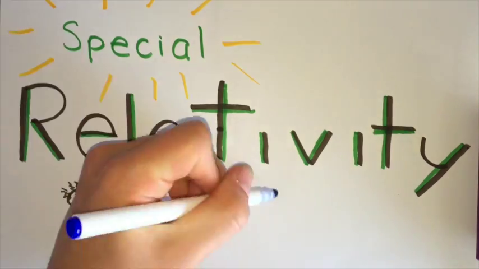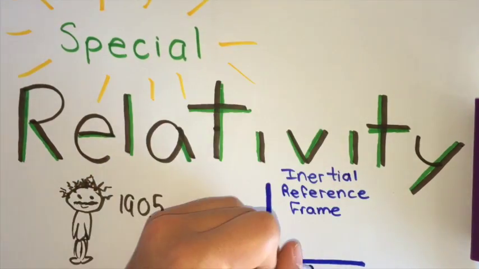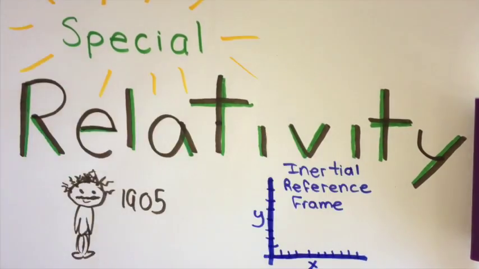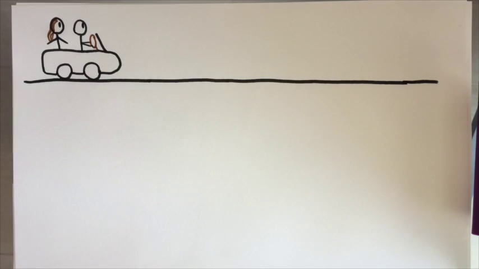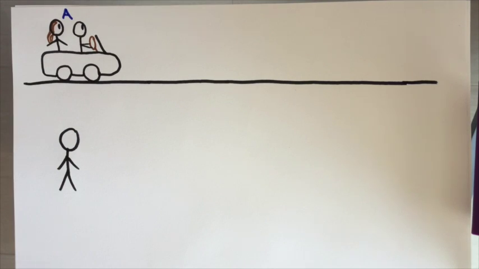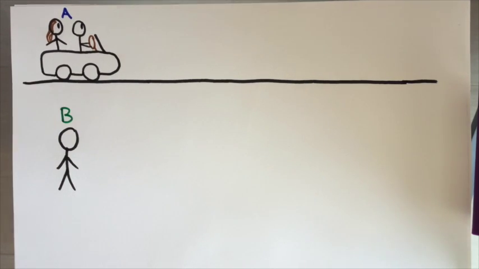and it changes everything we know about space, time, and even matter. His work is all about how different reference frames moving in constant velocity relate to each other. So let's say you're in a car and you're driving your sister to school. We'll call you guys reference frame A. And your dad is standing by the side of the road watching you guys off. We'll call him B for bystander.